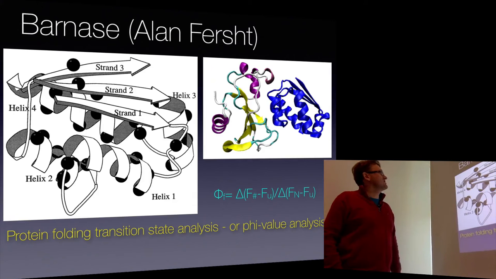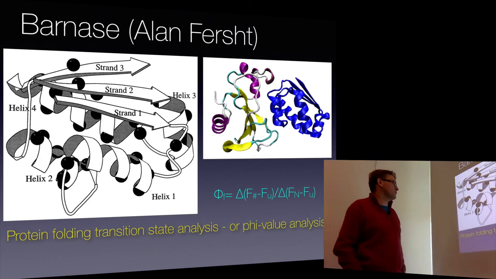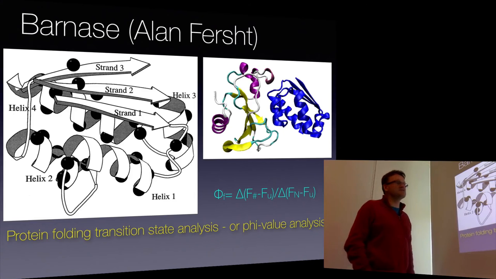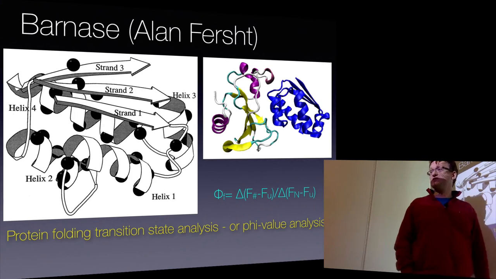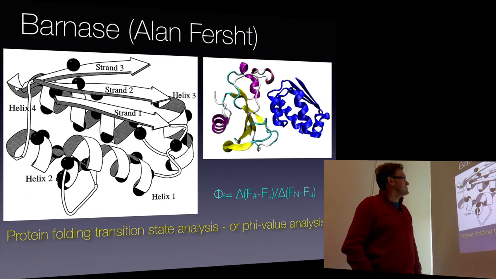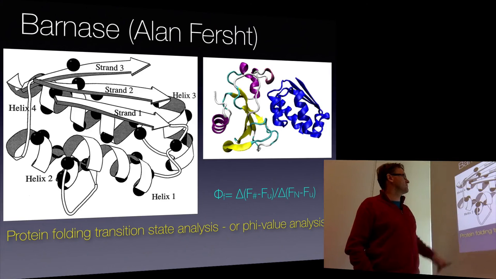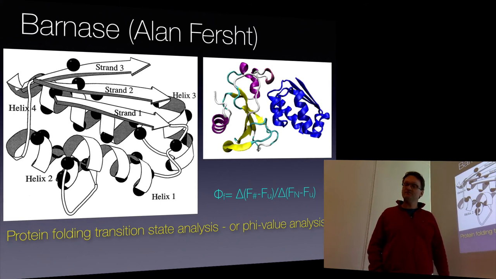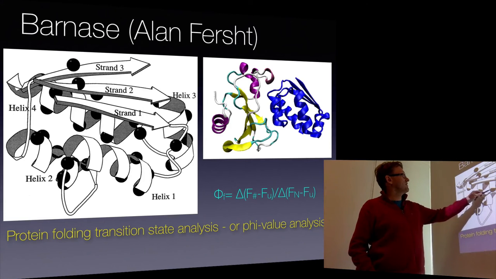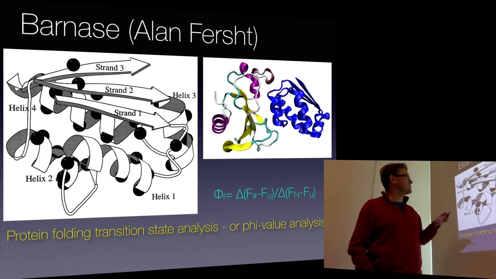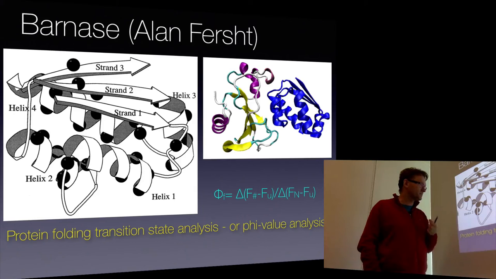What Alan Fersht did is that he introduced this so-called folding transition state analysis. So nowadays it's just called phi-value analysis because it's so extremely common. So what you can do with phi analysis, Alan's team, they've basically taken every single residue in these proteins and pretty much mutated it to probably every single other residue you can imagine. And to try to determine that residue, for instance, right there in the middle, is this one part of the transition state? Is that one part of the transition state? Is that one part of the transition state?